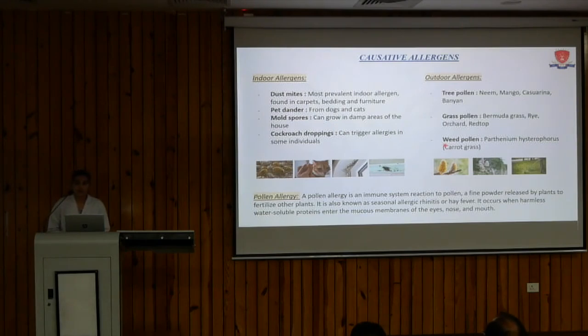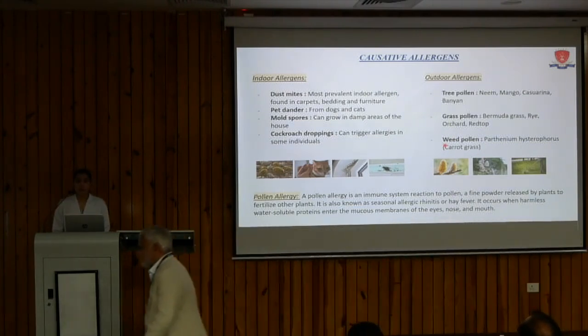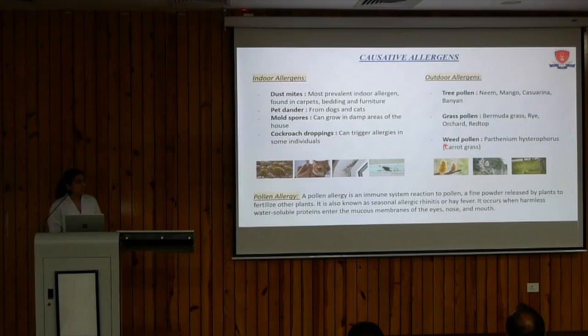The outdoor allergens are majorly comprised of tree pollen, grass pollen, and weed pollen. Tree pollens are found in neem, mango, casuarina, and banyan. Grass pollens are found in Bermuda grass, rye, orchid, and red top. The weed pollen can be found in Parthenium hysterophorus, which is also known as carrot grass.